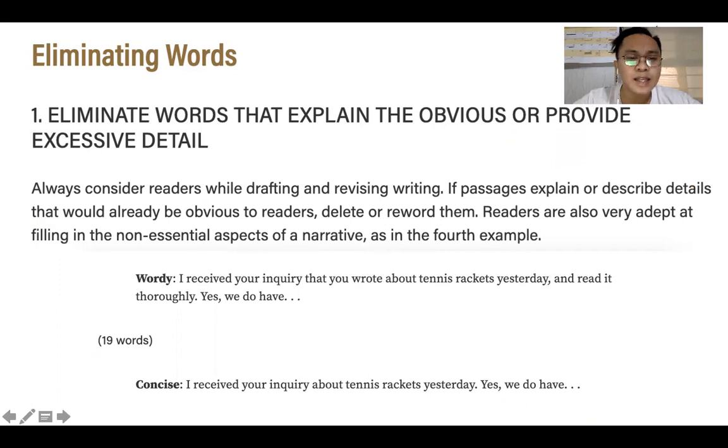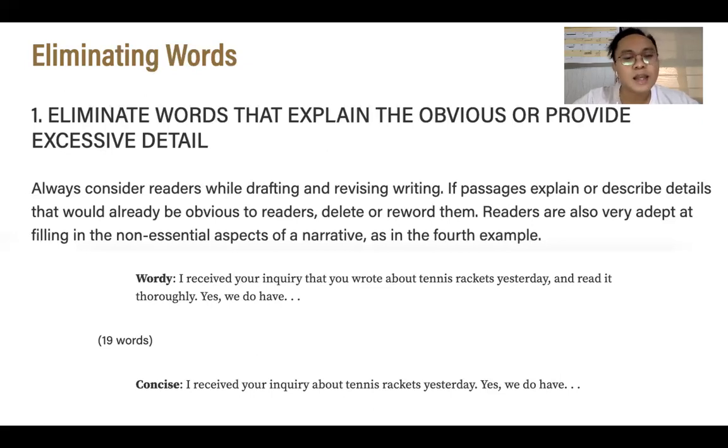So when you write your sentences, hindi na natin kailangan pang maglagay ng mga details na alam nating obvious naman or excessive na sa details. For example, sa sentence na to, mahaba siya tingnan kasi marami siyang words na hindi naman kailangan or obvious na. Let's look at this worthy na example. I received your inquiry that you wrote about tennis rackets yesterday and read it thoroughly. Yes, we do have. So to make it concise and short, you can just simply say, I received your inquiry about tennis rackets yesterday. Yes, we do have.